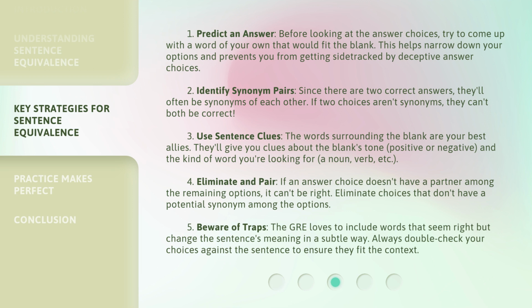3. Use sentence clues. The words surrounding the blank are your best allies. They'll give you clues about the blank's tone, positive or negative, and the kind of word you're looking for, a noun, verb, etc. 4. Eliminate and pair. If an answer choice doesn't have a partner among the remaining options, it can't be right. Eliminate choices that don't have a potential synonym among the options.